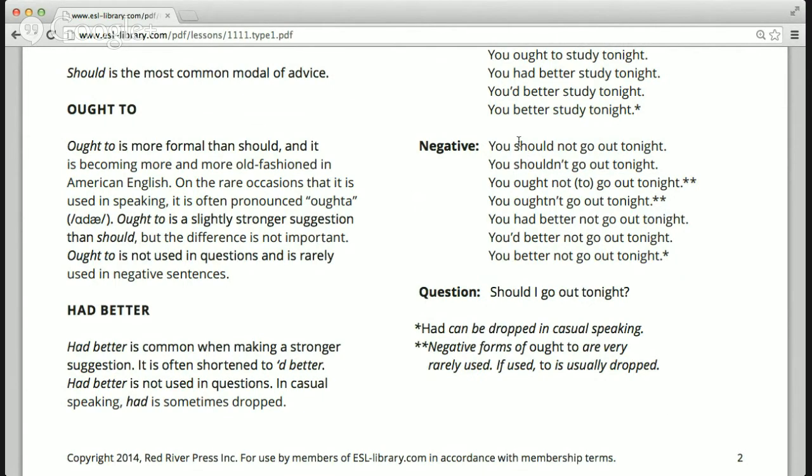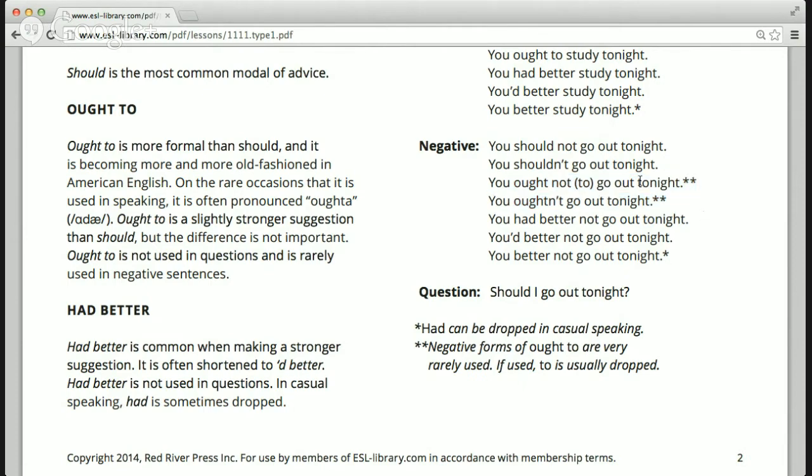So looking at these, these two right here, I wouldn't ever use. You ought not go out. When we say ought, we drop to. To is gone. You ought not go out tonight. But again, we hardly ever use them. So I'd scratch them out of your mind. They still exist in some cases, but very rare.